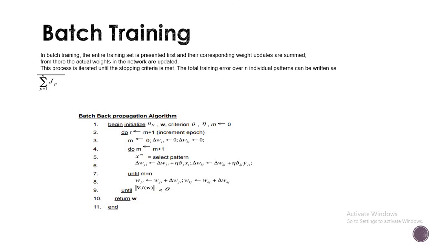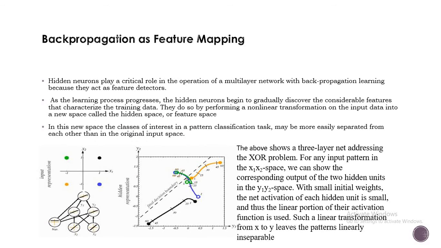The total training error over an individual pattern can be written as a summation over p = 1 to n of J of p. This is the algorithm for batch backpropagation. It is the same as stochastic and online backpropagation, with some step differences.